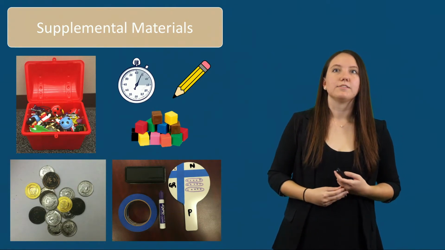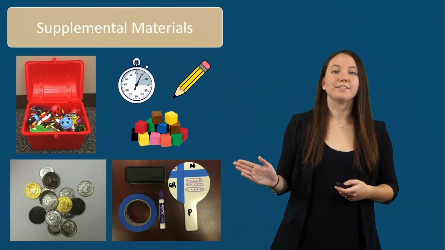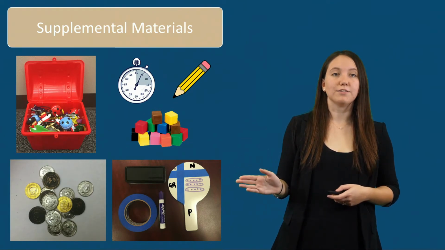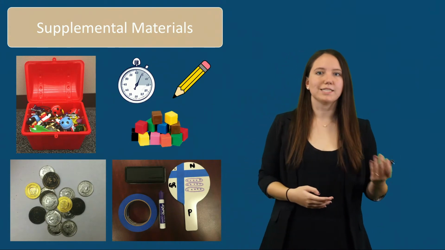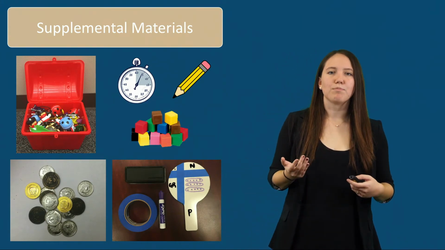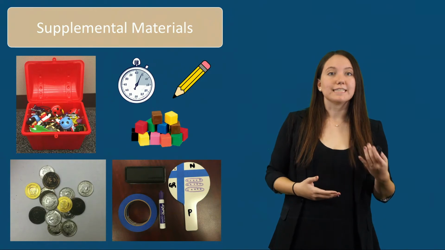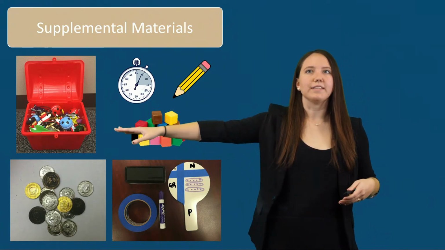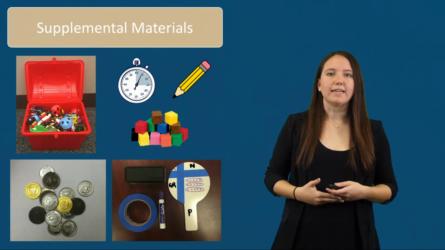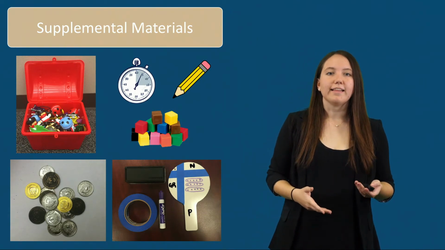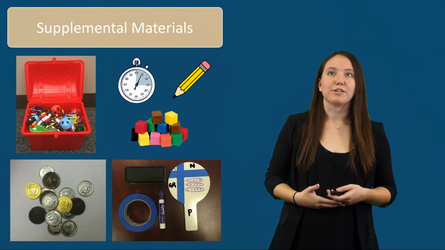Next, here we see materials that are used throughout the program but that are not included in this manual. So we see a treasure box and prizes. You can use any box that closes, any small prizes students like. We used ladybugs, toy cars, pencils, just small things that students would like. And it's used at the end of the lesson when students have completed all the spaces on the treasure map.